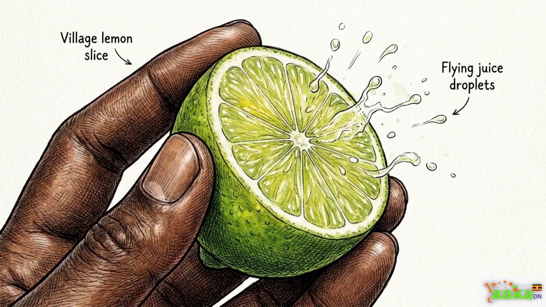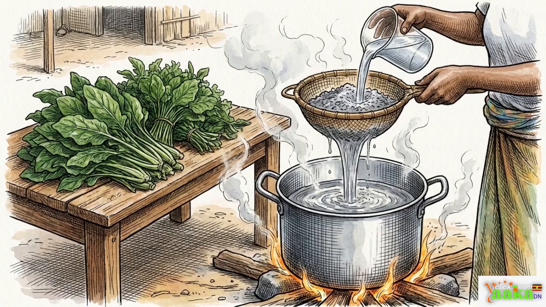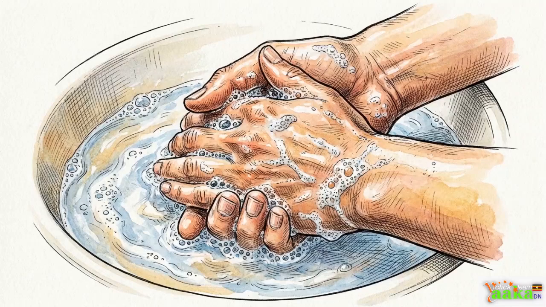Think about biting into a raw green village lemon. Your mouth immediately puckers from that sharp, sour taste. Now compare that to washing dishes with an ash filtrate, the kind used to cook local vegetables like boo or gabe. The water feels incredibly slippery and soapy against your skin.